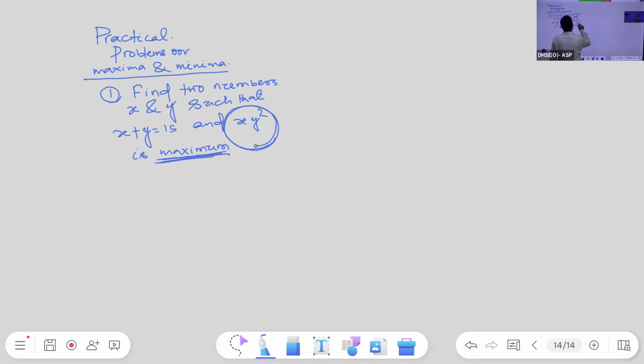Let p be the product of two quantities. p is equal to x into y square. Now the value of p depends upon x and y, so it is a function of two variables.